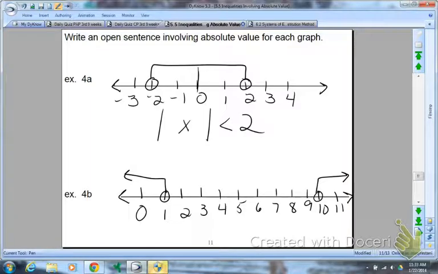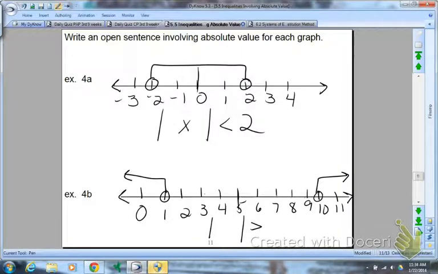Let's look at example 4b. They're going in opposite directions. What graph goes in opposite direction? An and or an or? An or. And what inequality goes with or? A greater than symbol. So it's some absolute value. So let's find the middle. Is 5 the middle? No, what's the middle?